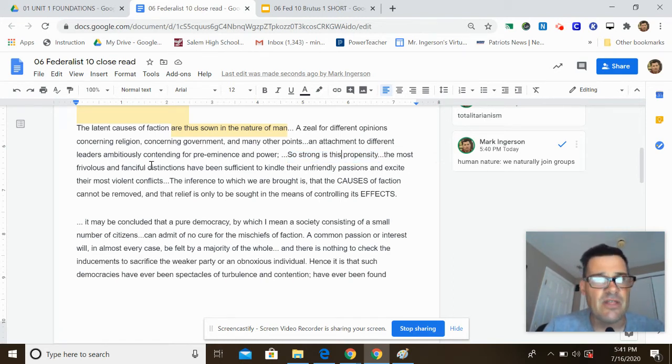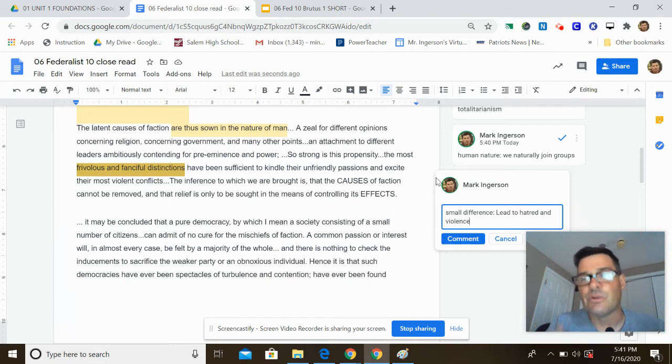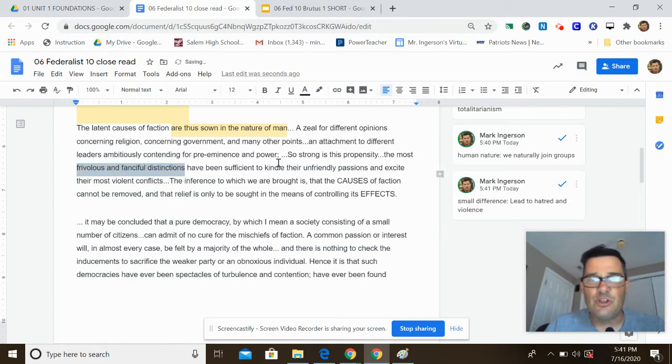"So strong is this propensity, the most frivolous and fanciful distinctions have been sufficient to kindle their unfriendly passions, excite their most violent conflicts." So frivolous and fanciful distinctions, small differences lead to hatred and violence. And I'm going to say hatred because he says unfriendly passions. I think that's a really nice way of saying hatred. So he's saying we are so strongly attached to believing what we believe and joining groups that even small differences lead to hatred and violence. Wow. If that isn't our country today, I think that's very accurate. All right, good. I'll continue.